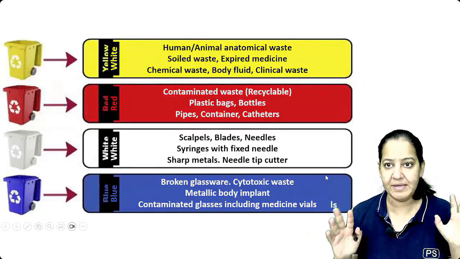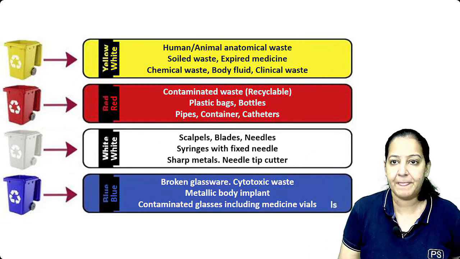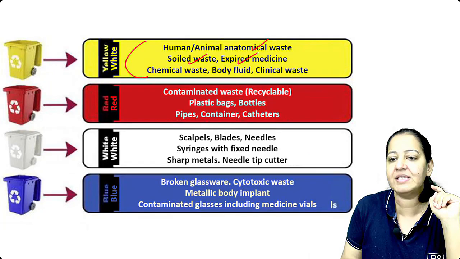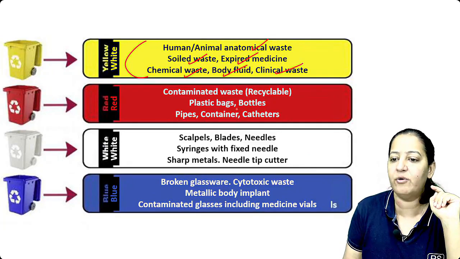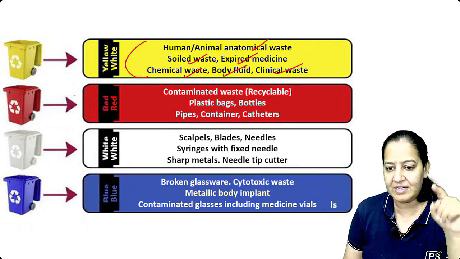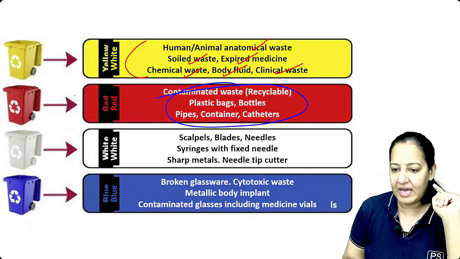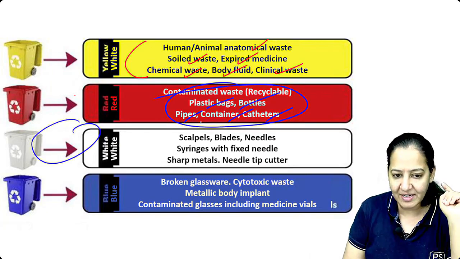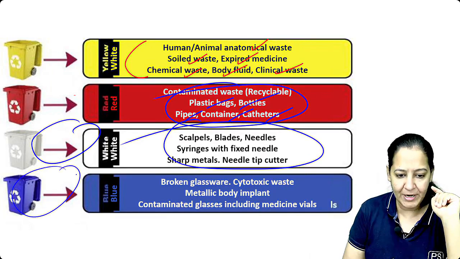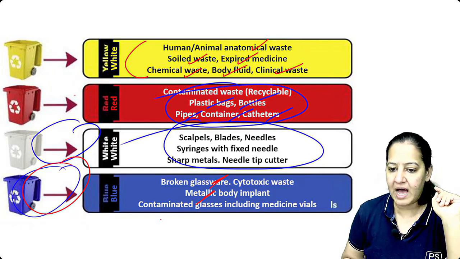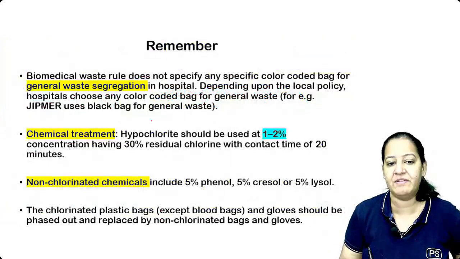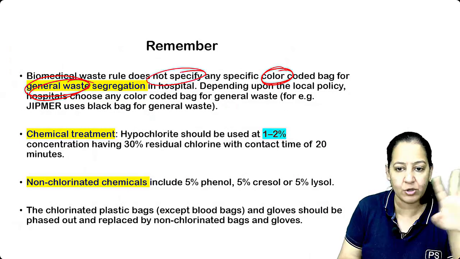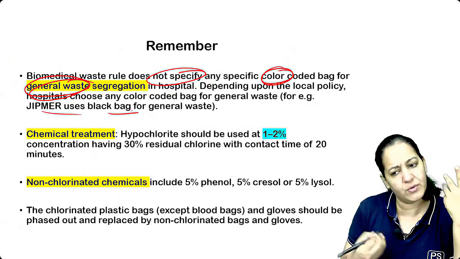How many of you got it? The summary is in front of you. Everyone have a look at the summary, please. Yellow contains anatomical waste, soiled waste, expired medicine, chemicals, body fluid, clinical waste. Red contains plastic, catheter, container, pipe, plastic bag, bottle. White contains the sharps. And blue contains 2 things, glass and metal. And the 5th dustbin, for general waste, has no specific color coding. You can use any. JIPMER uses black.